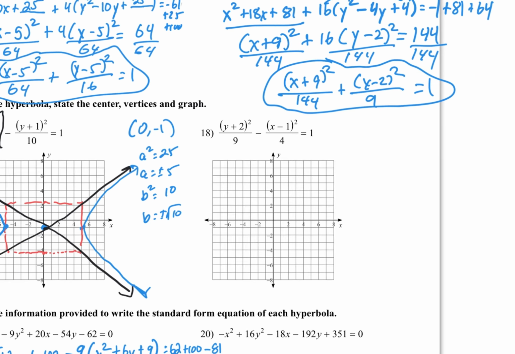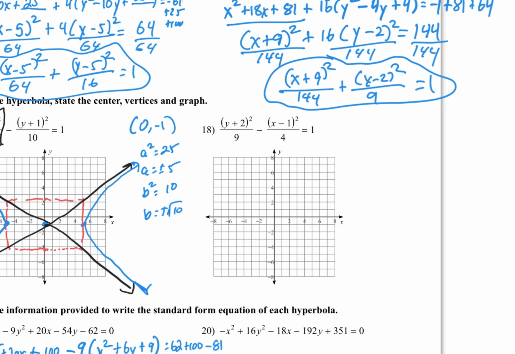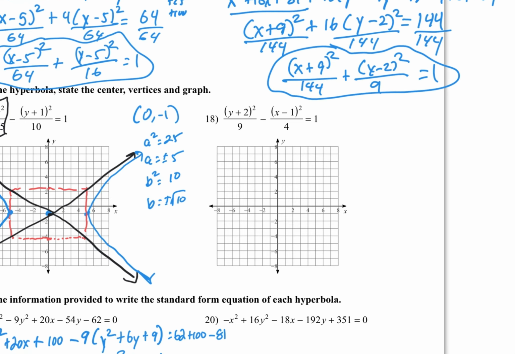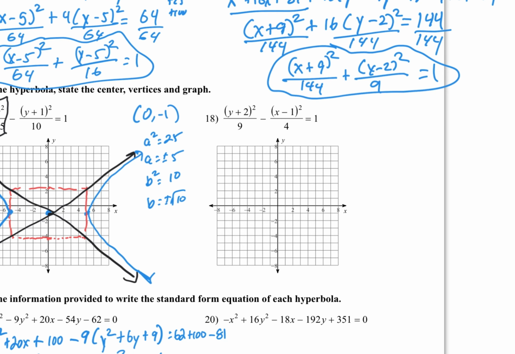Number 18, for the hyperbola. State the center, vertices, and graph. And again, the vertices, whatever, for my class. Ryan's class, do what you do. So we've got y plus 2 squared over 9 minus, and that's what tells us it's a hyperbola, because it's minus, x minus 1 squared over 4 equals 1.